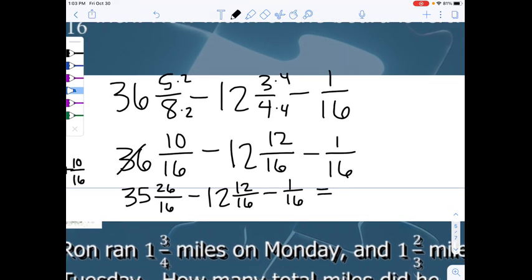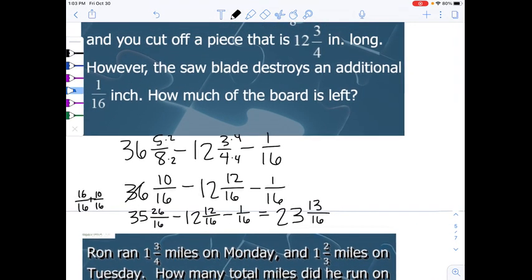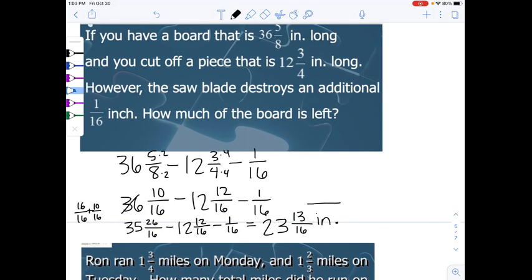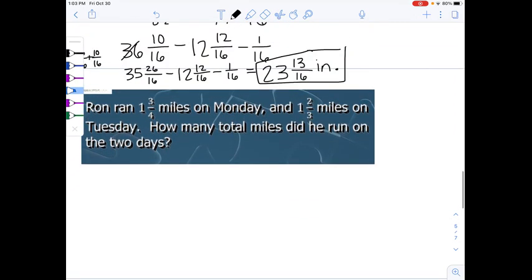So now I can take 35 minus 12. 35 minus 12 is 23. And then I know when I subtract fractions with common denominators, I keep the denominator, and then I take 26 minus 12 minus 1. And that is 13. I can't simplify that any further, so there's my answer. I just have to add on inches. And there's my final answer.